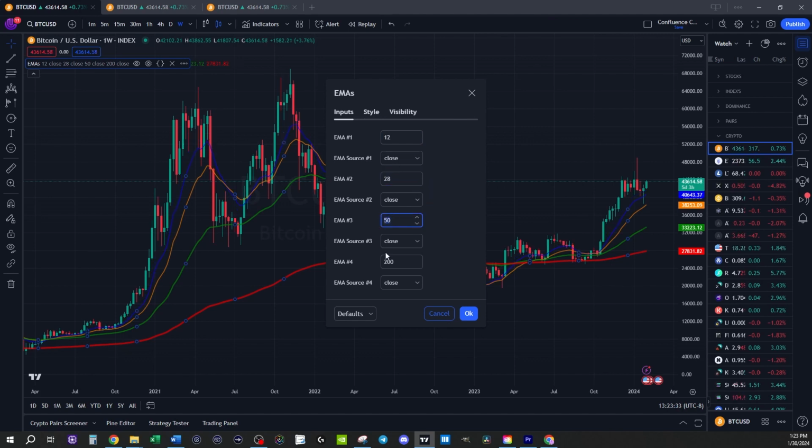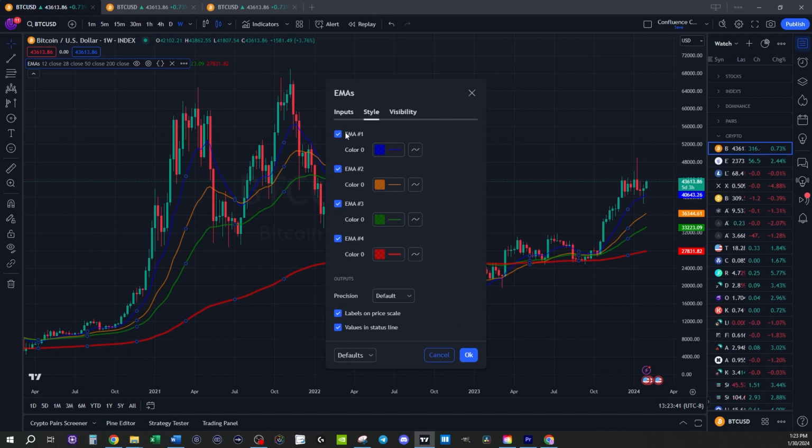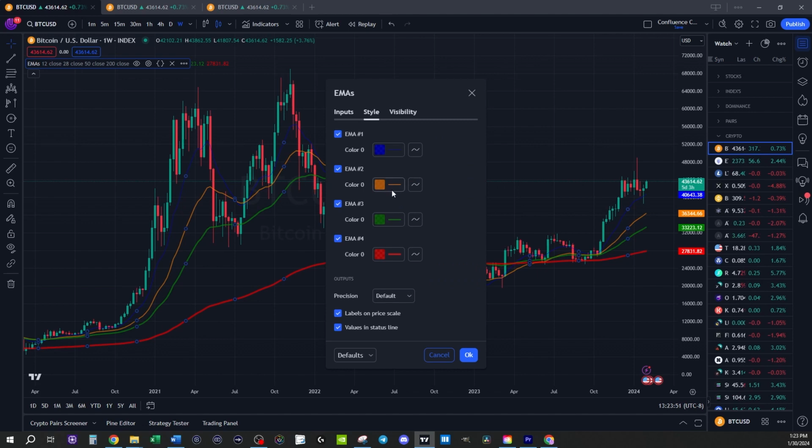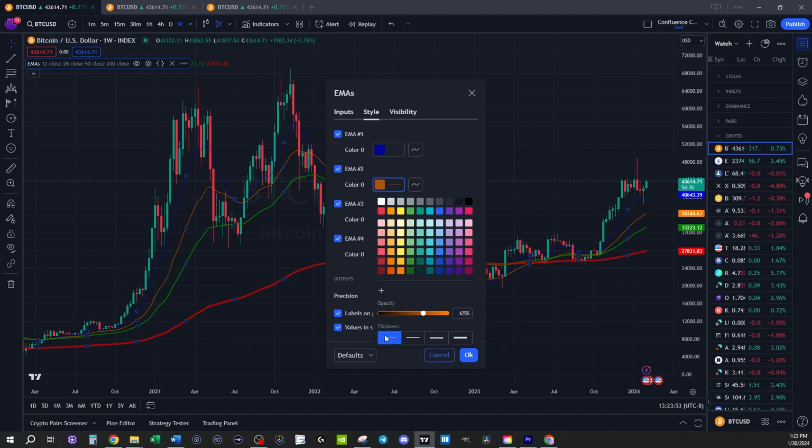For 3 and 4, I keep those at 50 and 200. Keep your sources at close. Now let's go to the Style tab. Here is where you can choose which lines are visible by checking these boxes. And here you can manage the color, opacity, and weight of your trend line.